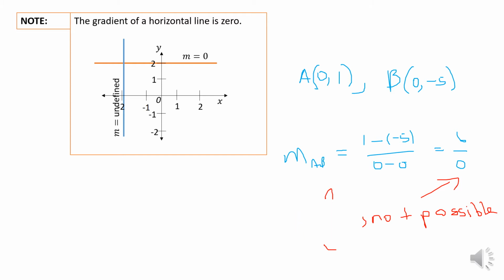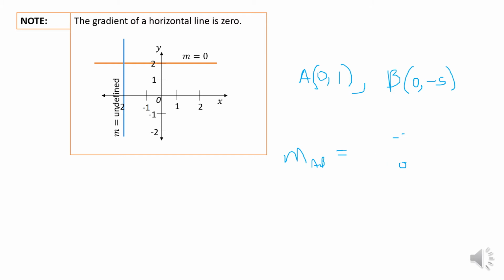It's just one of those things that you have to revise whenever you're dealing with such questions, so you don't make the mistake of calculating the gradient of a horizontal line and saying it doesn't exist, and saying the gradient of a vertical line is equal to 0, and that is not the case.